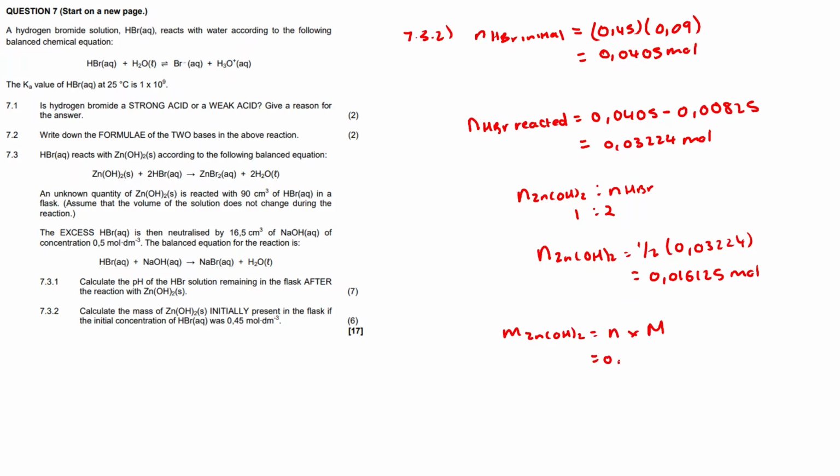We can then calculate the mass of zinc hydroxide by saying the moles times the molar mass. Our moles being the value just calculated, and the molar mass, which you can find on the periodic table just by adding each of the atoms, we get to be 99. And when we plug all of this into the calculator, we get 1.596 grams.